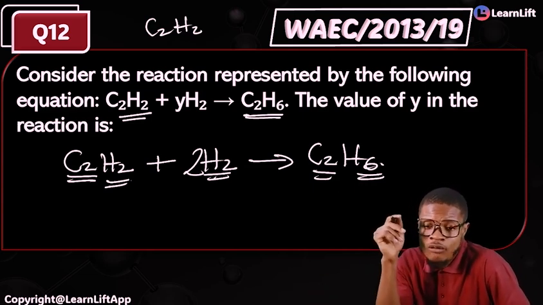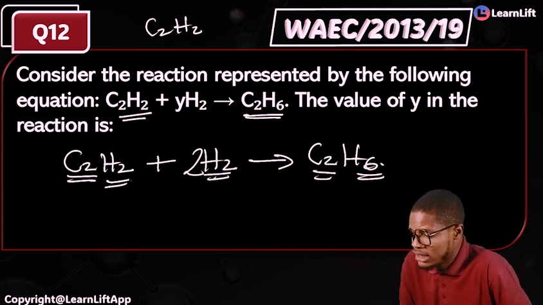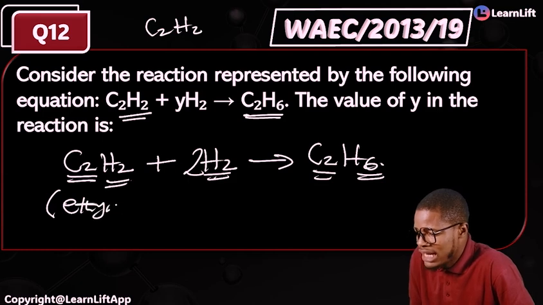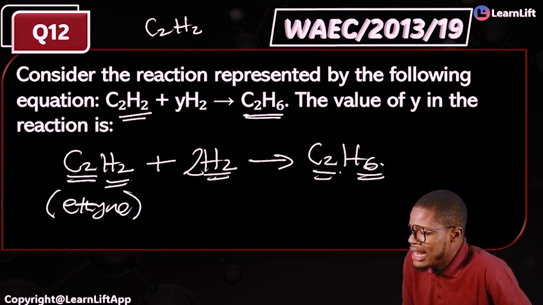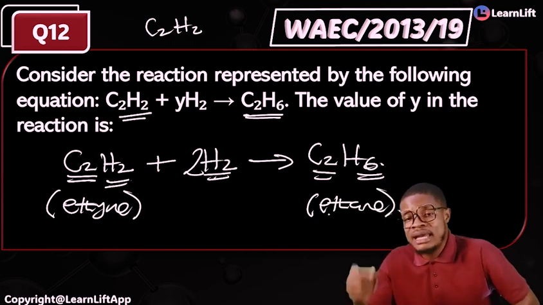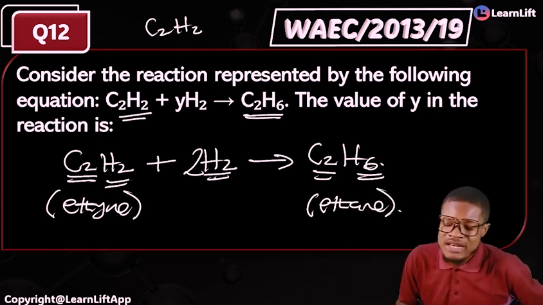The question is to find the value of Y. What's the value of Y? 2 is the correct answer. But listen carefully. The name of this compound here is your ethyne, and then this compound here is your ethane. Are you getting it now? When we get there, I'll show you all of them. What is the value of Y? The value of Y is 2.